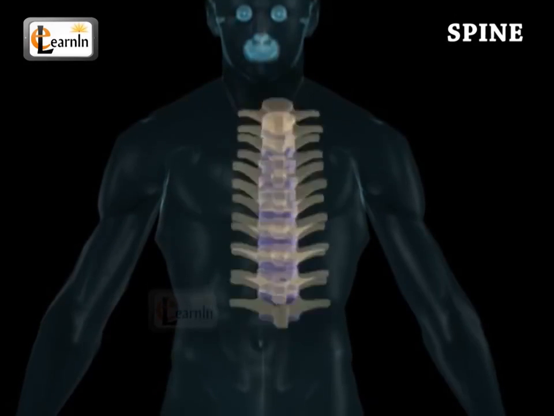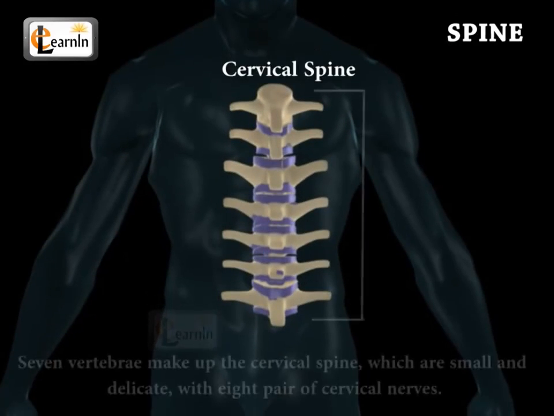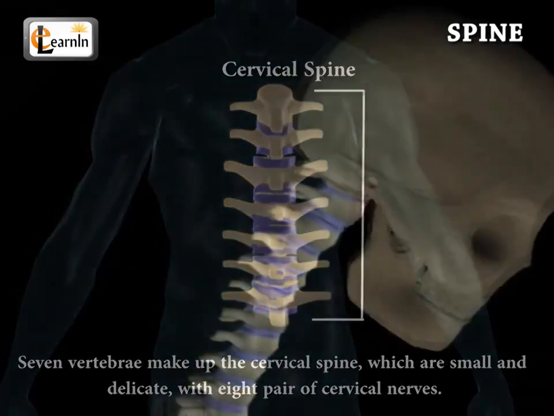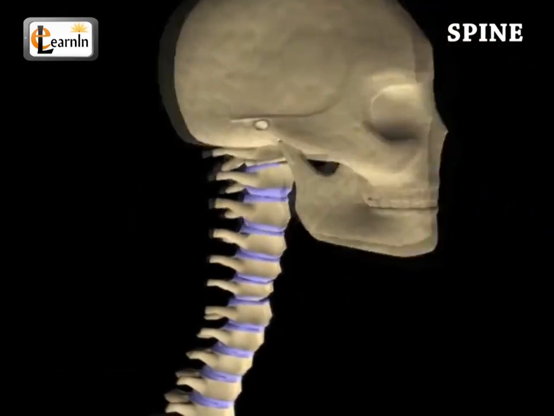The cervical spine begins at the base of the skull. Seven vertebrae make up the cervical spine, which are small and delicate, with 8 pairs of cervical nerves. It is these vertebrae that help in the movement of the head and the neck.